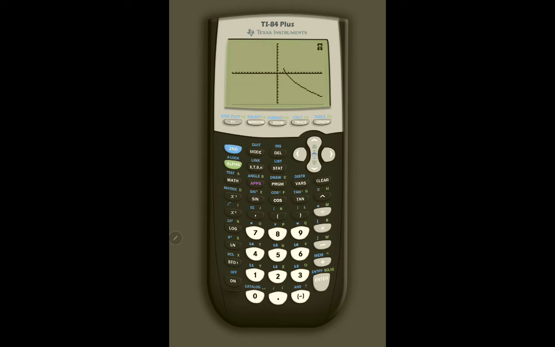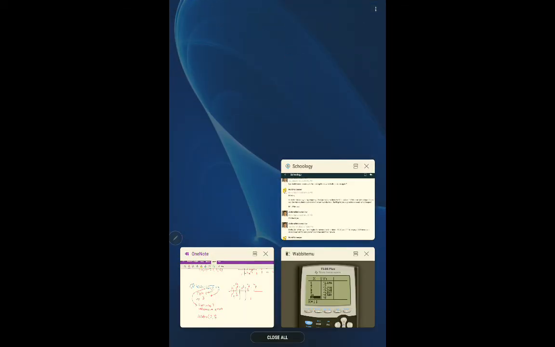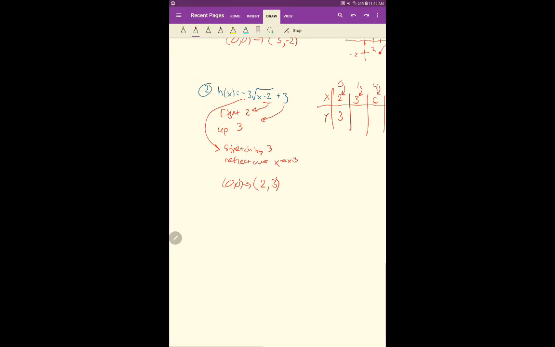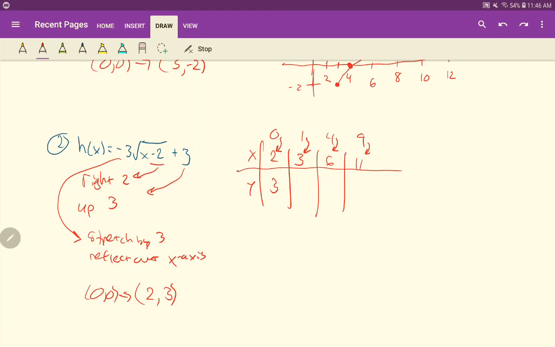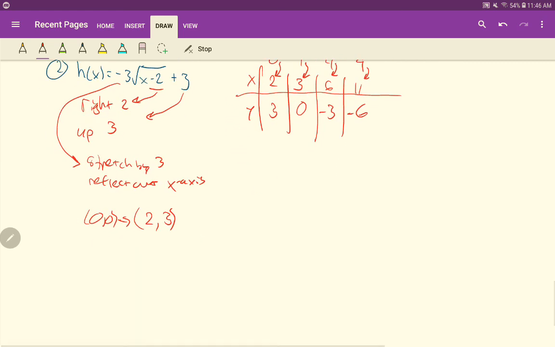There's what our graph looks like. You can see the reflection there, right? And so we'll go to our points. Okay, so there's 2, 3. That's the 0 that we got. So it's 3, 0, 6, negative 3, and then 11, negative 6. Okay, so 0, negative 3, negative 6 are the matching y values there from our graphing calculator. Okay, and so then we plot these points, and then we'll finish our graph.